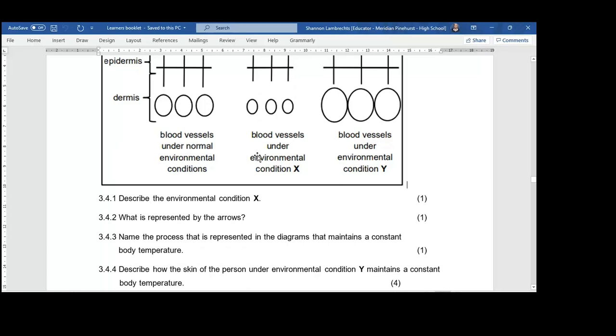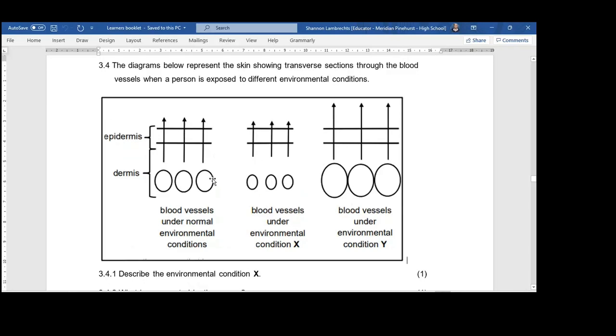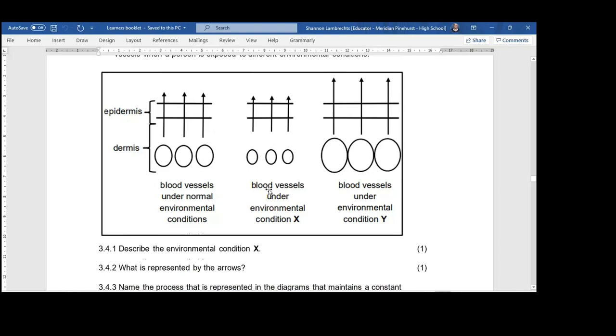So don't worry if you are not writing fast enough. 3.4.3 says, name the process that is represented in the diagrams that maintains a constant body temperature. Now, I know because your teacher taught you well that the word that's going to jump into your head will be homeostasis. You're going to think homeostasis helps to maintain things in the body. But because we are looking at blood vessels and dealing with hot and cold, homeostasis would be incorrect.